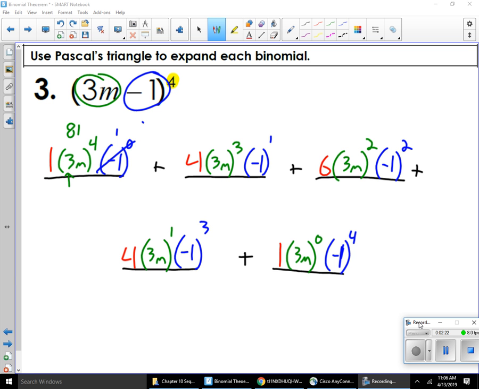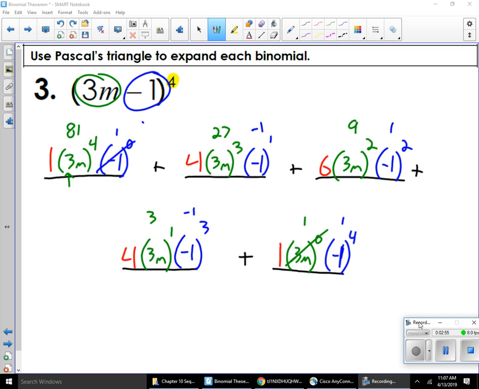Jumping down along the line, 3 cubed is a 27. And negative 1 to the first power is a negative 1. 3 squared is 9. Over here, negative 1 to the second power. Remember, squaring a negative number will make it positive, so that's now a positive 1. This one will get a 3. Negative 1 cubed is a negative 1. And then that's going to go away. That's just 1. And negative 1 to the 4th is a positive 1.